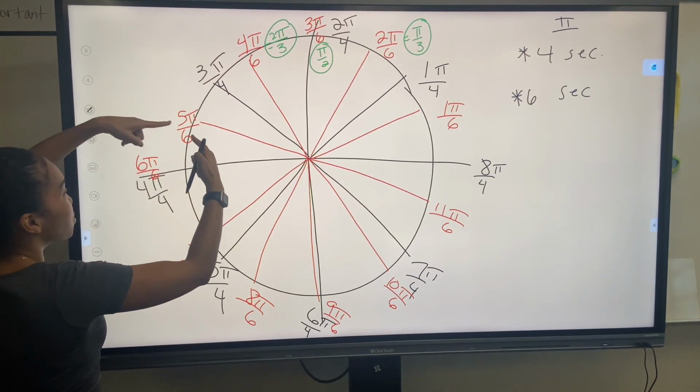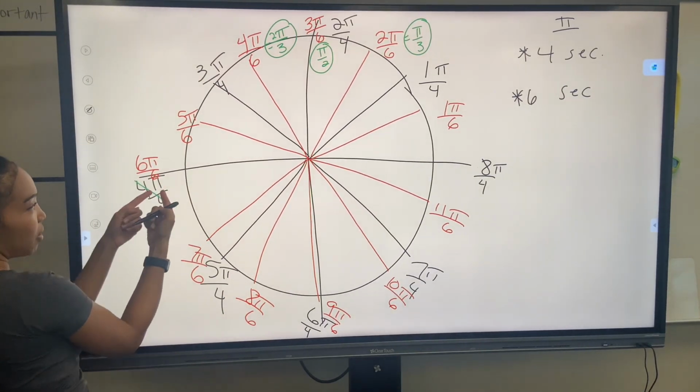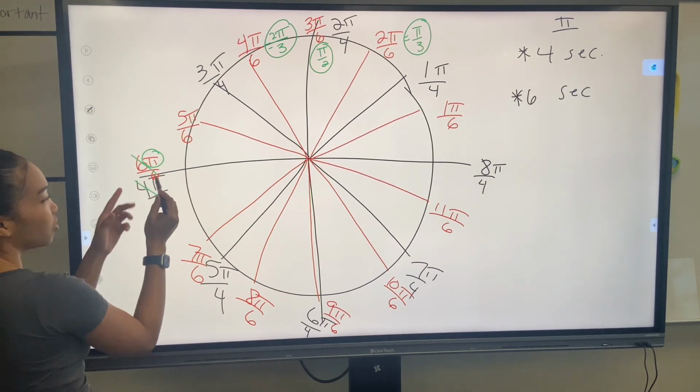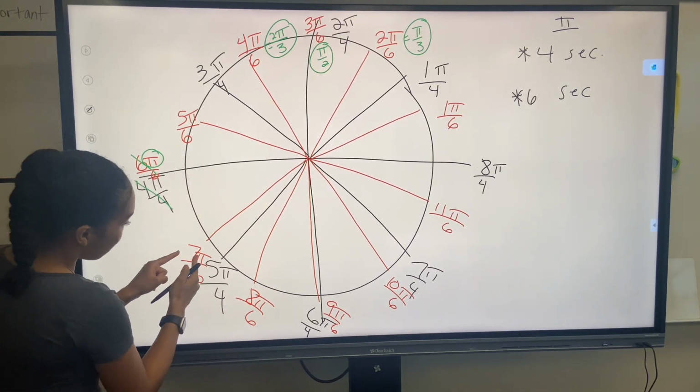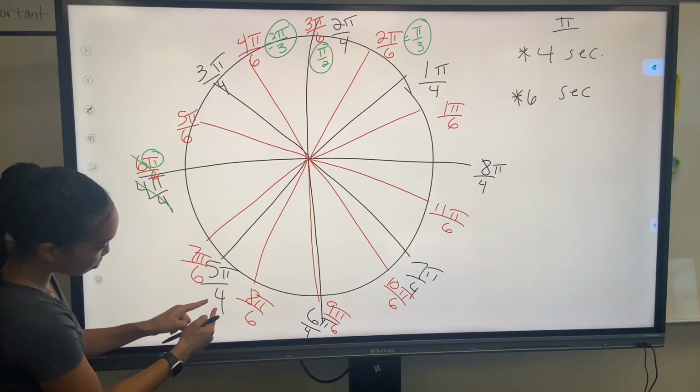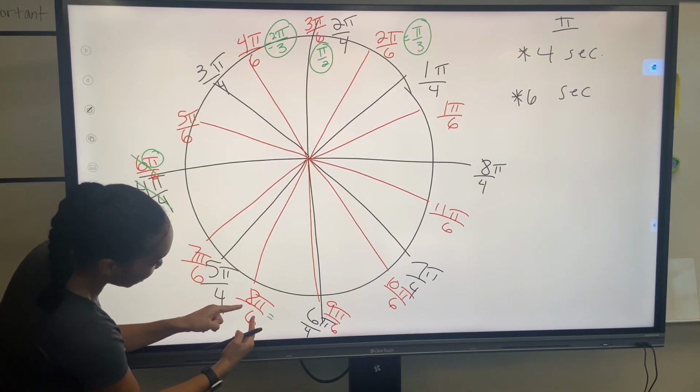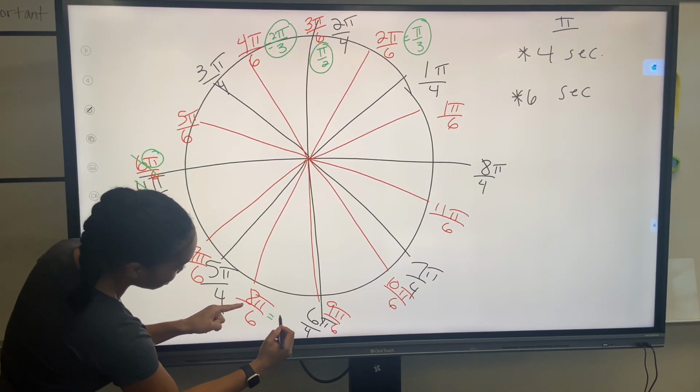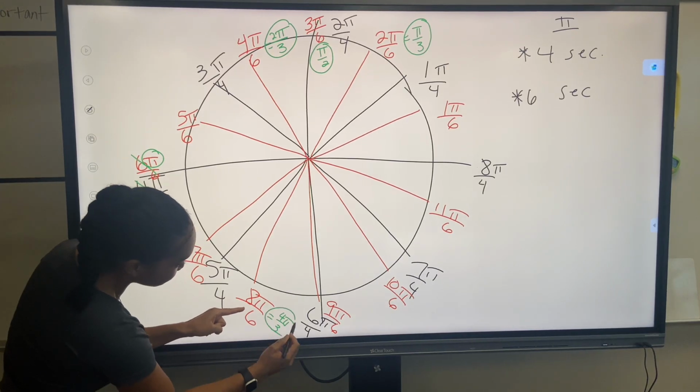That one's good, this one's good. This one, the 4's cancel, you get pi. The 6's cancel, you get pi. So either one. 7 pi over 6, that's good. 5 pi over 4, that's good. This one can be simplified, divide them both by 2, so you'll get 4 pi over 3.